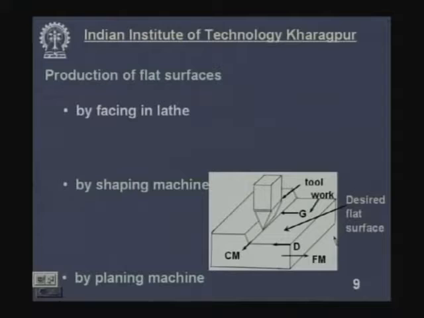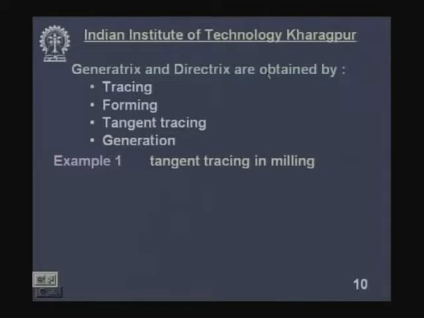Now, to come to production of flat surfaces. Now, the generatrix and directrix are obtained by... Here you see the generatrix and directrix are nothing but two lines. They can be straight lines or they may not be straight, they can be curved lines. But how are they obtained? Tracing. In the examples I have shown in case of turning and shaping, the generatrix and directrix are obtained just as a locus of a moving point, that is by tracing. So, that gives an example of tracing.